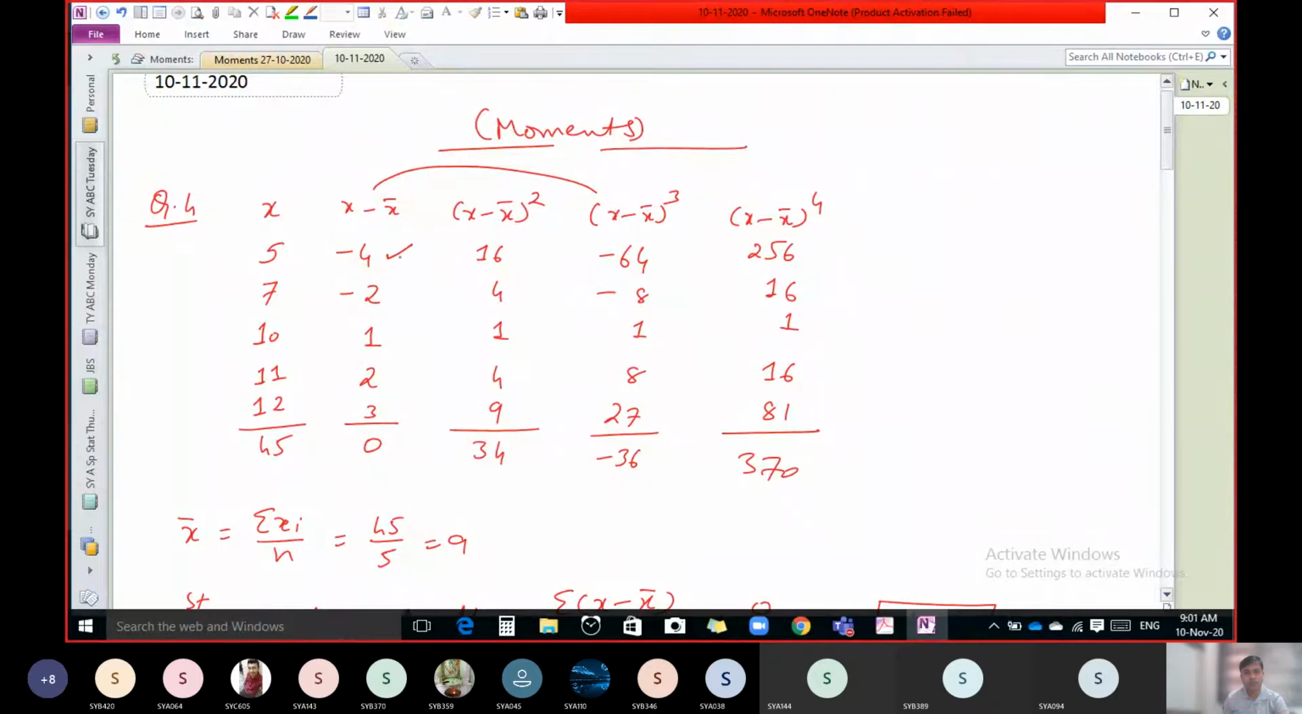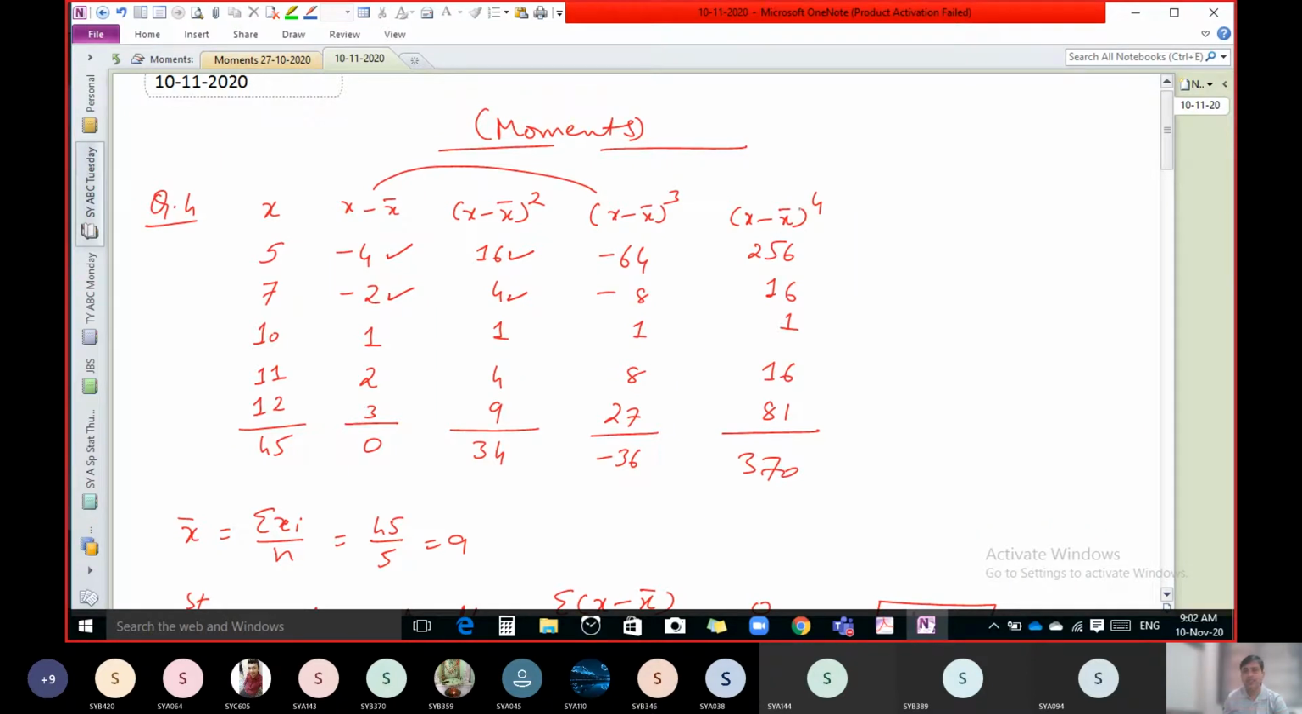Now take the square of this. Minus 4 square is 16. Minus 2 square is 4. 1 square is 1. 2 square is 4. 3 square is 9. Add this, we get 34. Now take the cube of this. Minus 4 cube is minus 64. Minus 2 cube is minus 8. 1 cube is 1, 2 cube is 8 and 3 cube is 27. Add this, we get minus 36.